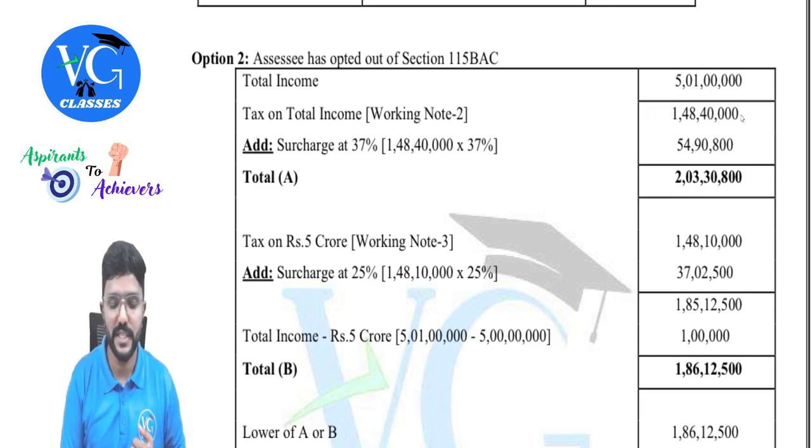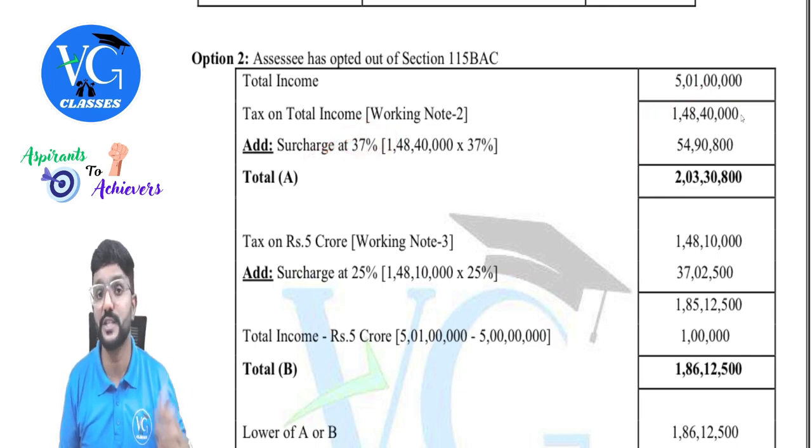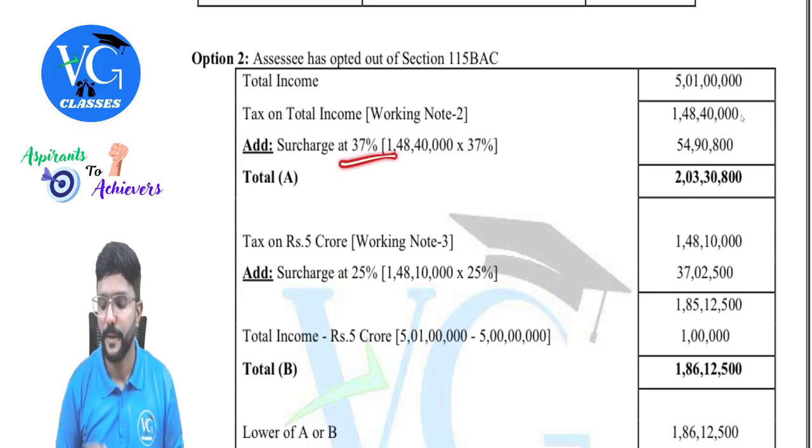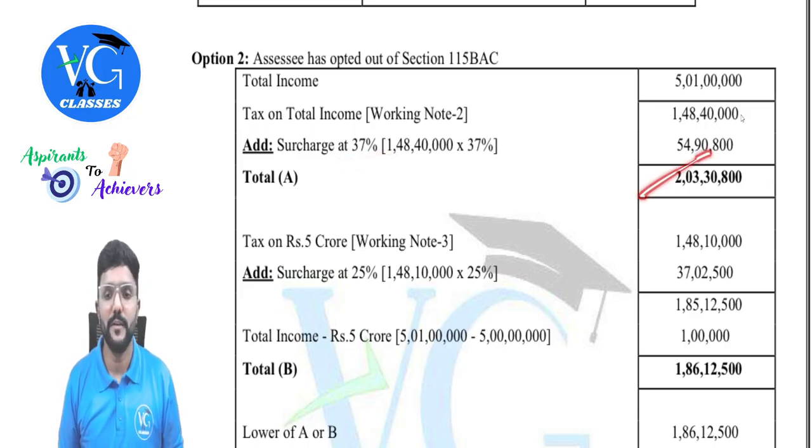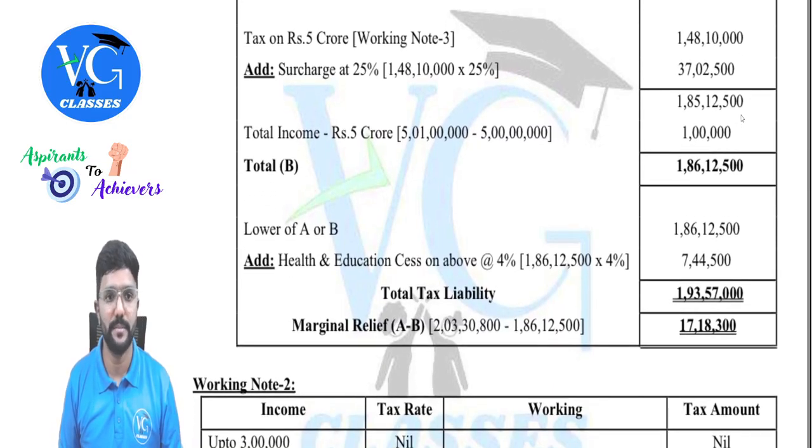Then surcharge at 37% because it has crossed 5 crore, guys. Please be careful. So the total comes to 2 crore 3 lakh 30,800. Keep it as A. Come to second step.